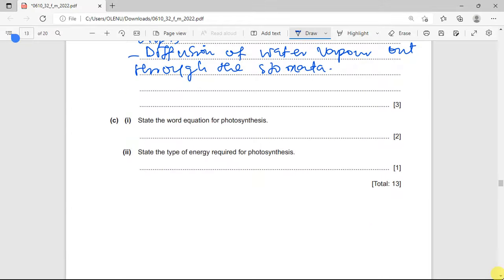State the word equation for photosynthesis, and that's the opposite of respiration. Since it's just the word equation, it's water plus carbon dioxide will give you glucose plus oxygen. That's all. State the type of energy required for photosynthesis. You need light energy.